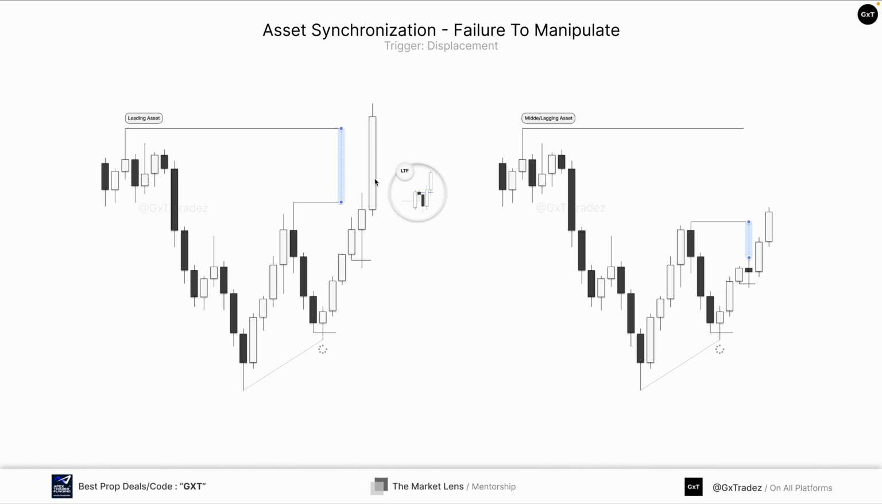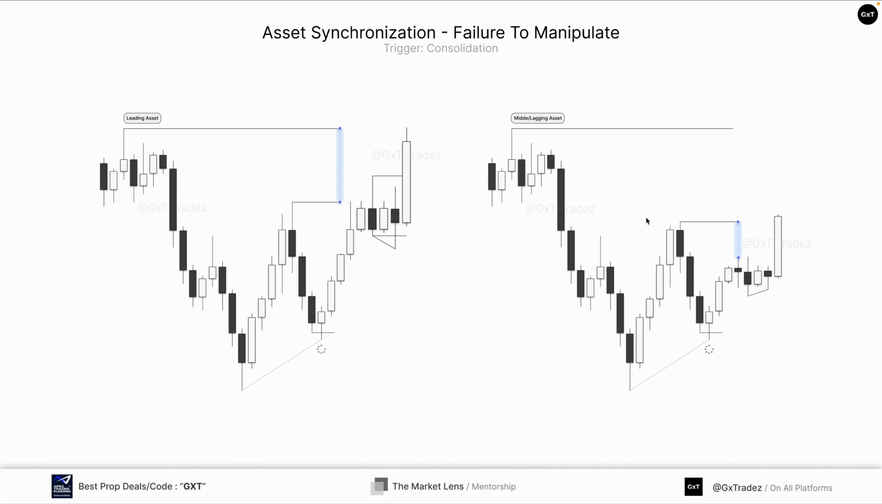So maybe this asset's too high in the range or whatever, you can get a better fill on the lagging asset. You can just trade that, right? Just trade the middle asset, simply. So again, these are all the different variants of failure to manipulate.